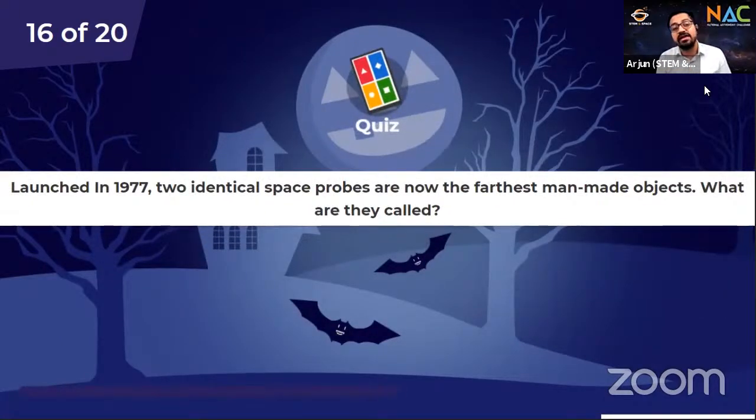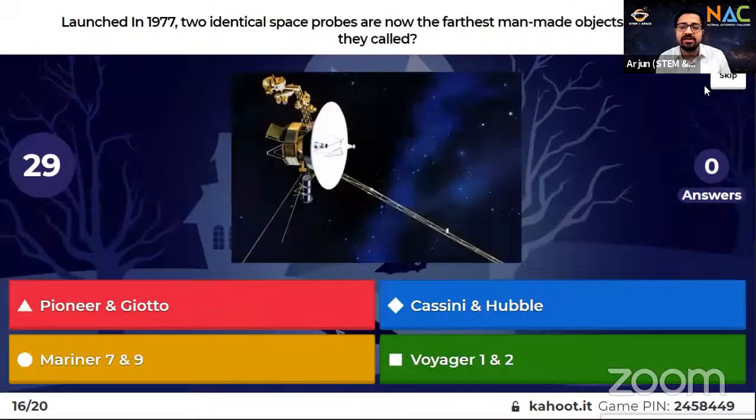Launched in 1977, two identical space probes are now the farthest man-made objects. What are they called? Is it Pioneer and Giotto? Is it Cassini and Hubble? Is it Mariner 7 and Mariner 9? Or is it Voyager 1 and Voyager 2?